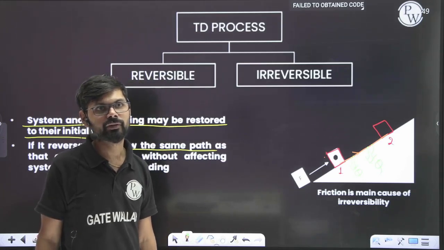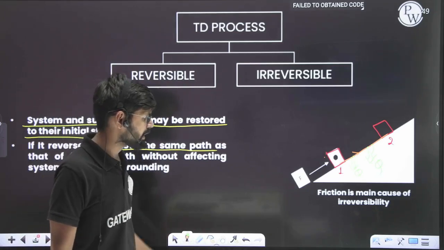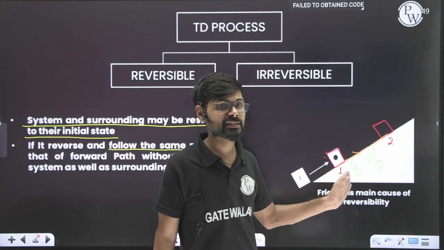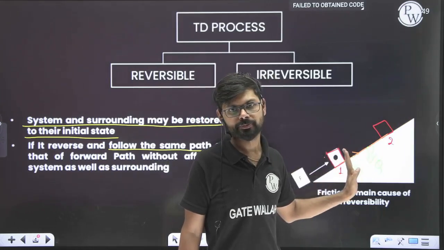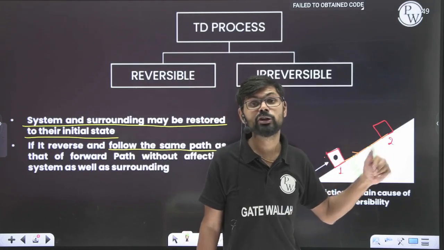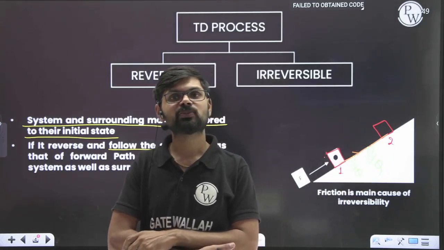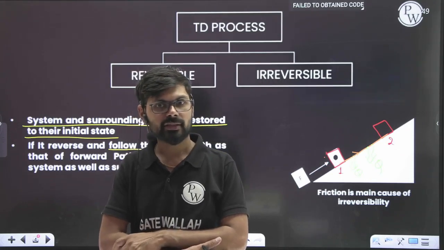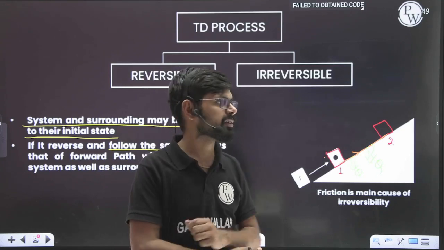Is it clear to everyone? So basically what I'm trying to say, this particular system is moving from 1 to 2, again coming from 2 to 1. The system may achieve its initial position, but in the surrounding, 2Q amount of heat is there. The surrounding is basically not in its original state. Is it clear to everyone or not? Means it is an irreversible process.